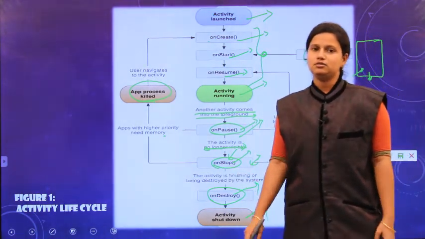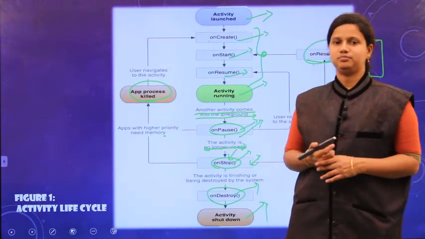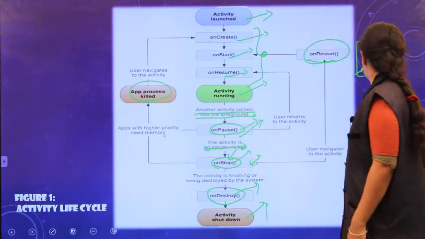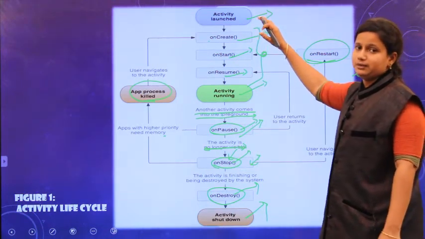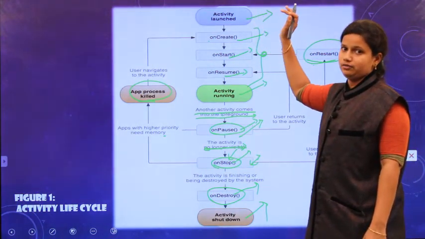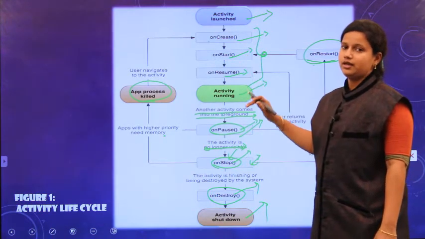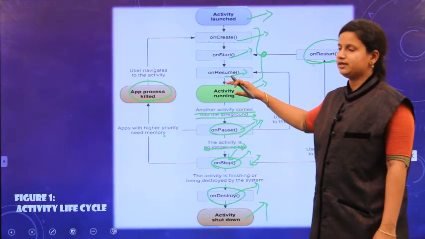Let us see the methods one by one. The activity is launched. That means your application is opened, your activity is opened. It will follow the three methods, and your activity is in a running state.